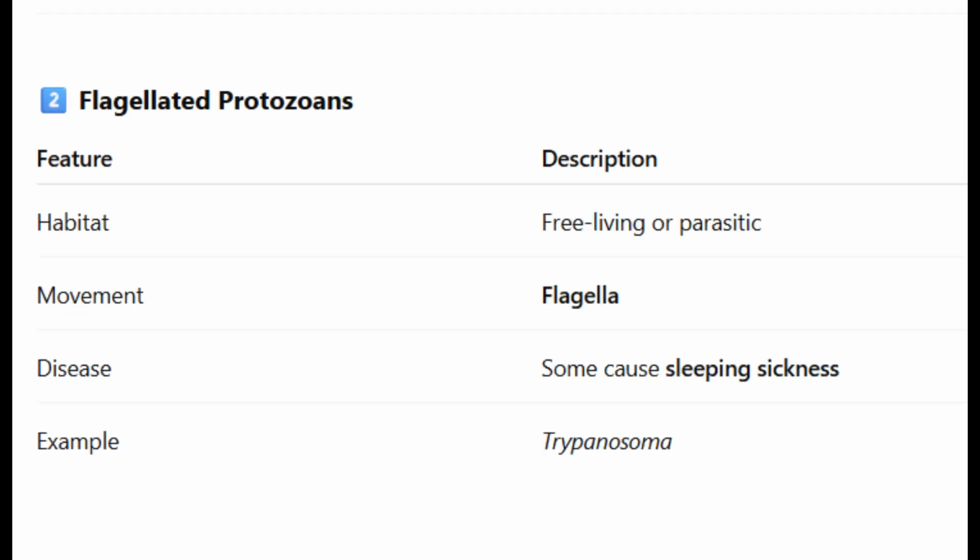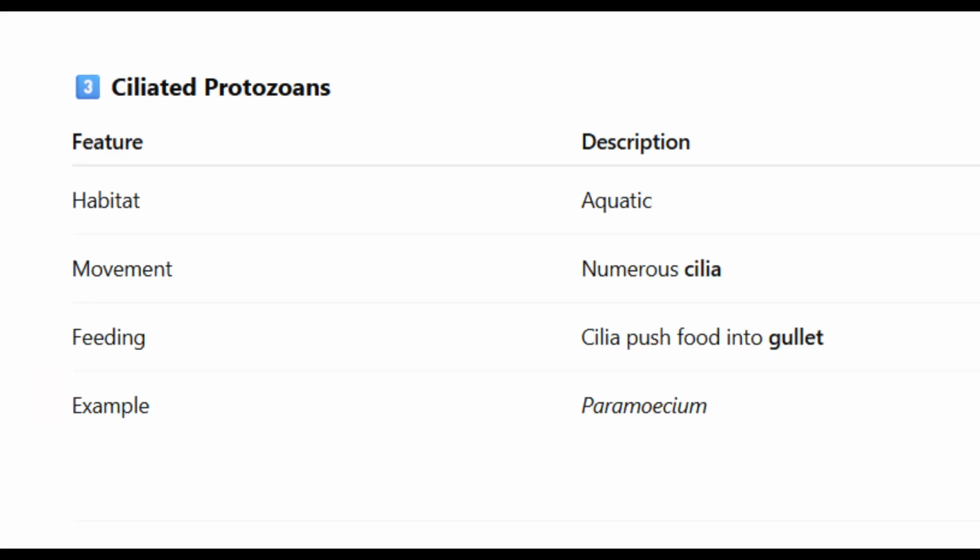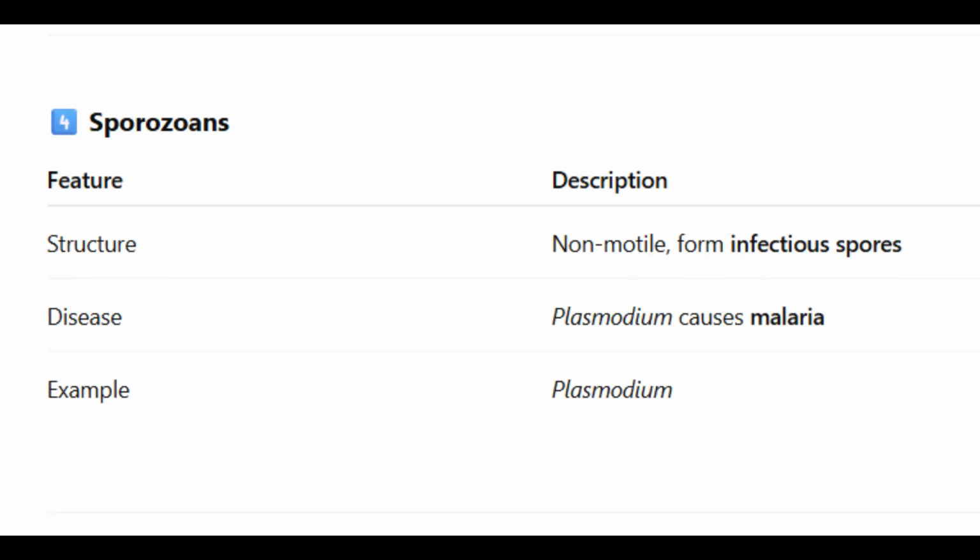2. Flagellated protozoans. Feature description. Habitat: free-living or parasitic. Movement: flagella. Disease: some cause sleeping sickness. Example: trypanosoma. 3. Ciliated protozoans. Feature description. Habitat: aquatic. Movement: numerous cilia. Feeding: cilia push food into the gullet. Example: paramecium.